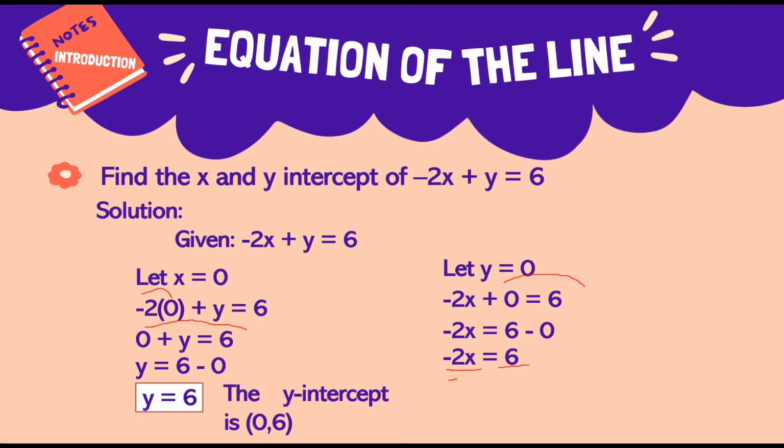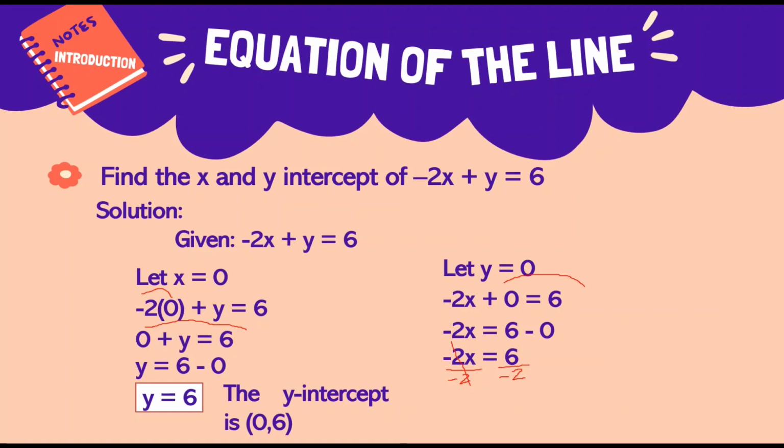Okay, so let us divide again. Ayan. So, di-divide natin. So, let us start. We have negative 2x divided by negative 2. So, we can cancel this. And then, the value of our x is 1x. So, since 1x na lang siya, pwede na lang natin siyang i-rewrite as x.